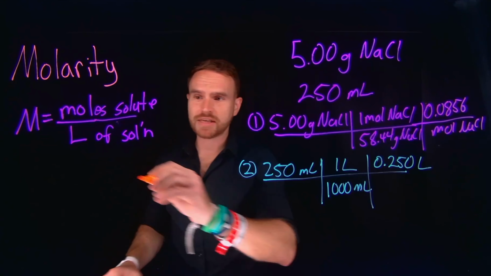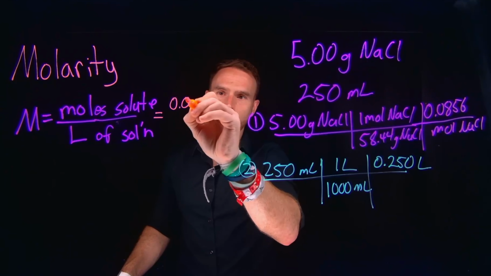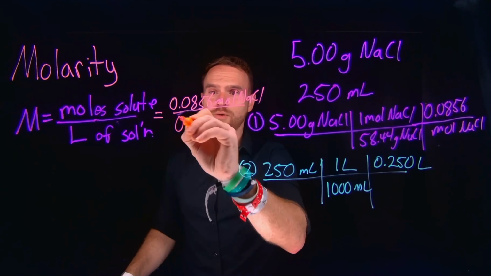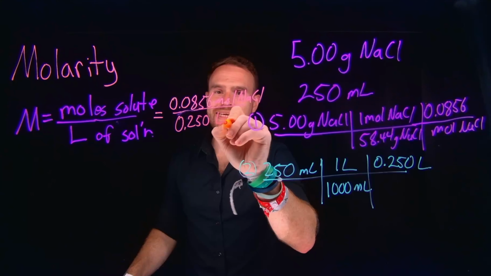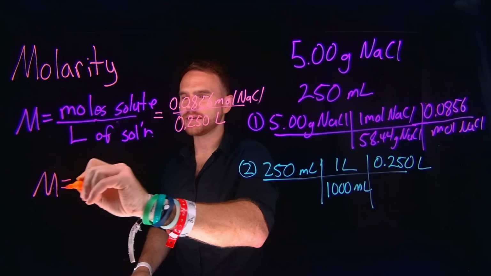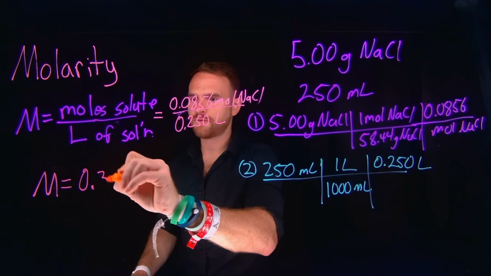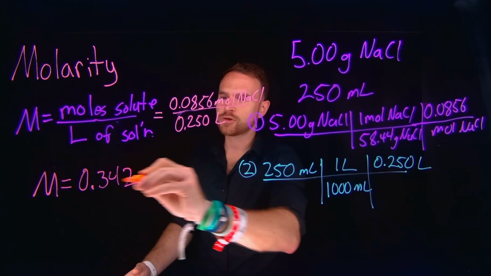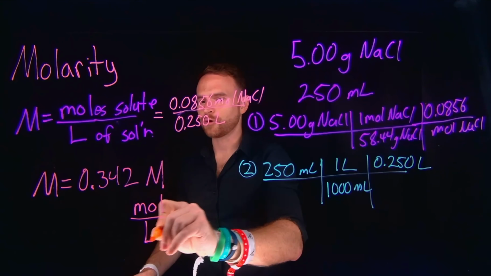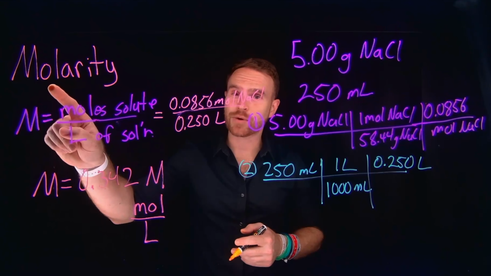And now that I have both of these values, I can just plug them into my formula, where I know that there are 0.0856 moles of NaCl in 0.250 liters of solution. And if I perform this calculation, I find that the molarity, or the concentration of my solution, ends up being 0.342 molar. So I can either write this as capital M, or I could write this as moles per liter. Each of these, capital M and moles per liter, are equivalent, and they indicate the molarity of a solution.